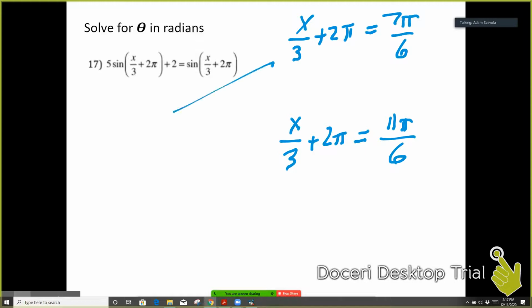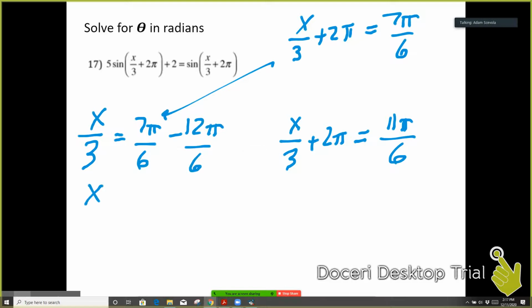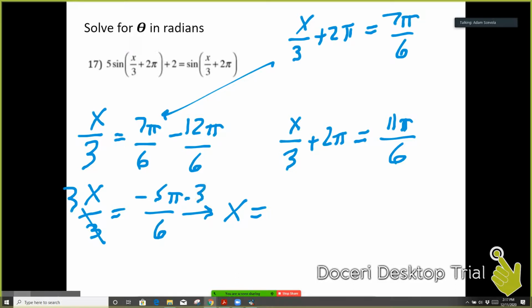If I solve this one over here, I can subtract 2 pi on both sides. So it'd be 7 pi over 6 minus 2 pi, which is 12 pi over 6, and we get x over 3 is equal to negative 5 pi over 6. Then if you multiply both sides by 3, this side by 3 cancels out, and this side by 3 becomes a 2. We get negative 5 pi over 2. So that's one of our answers, negative 5 pi over 2.